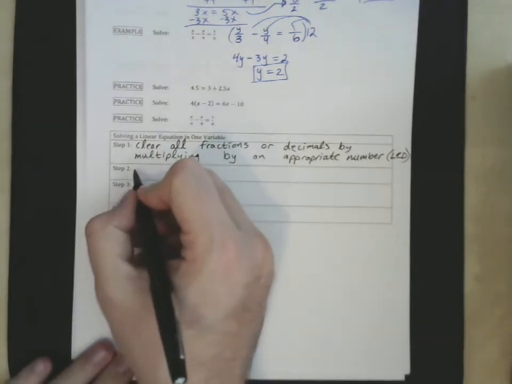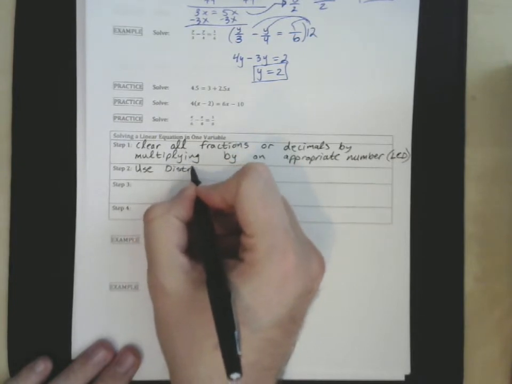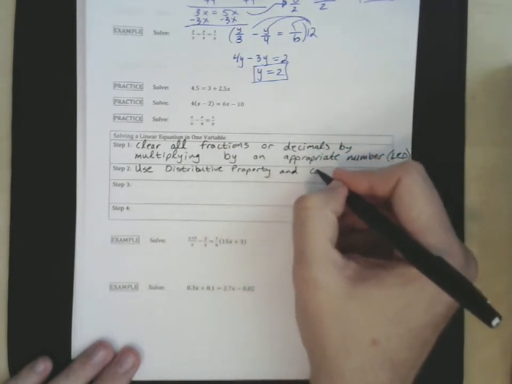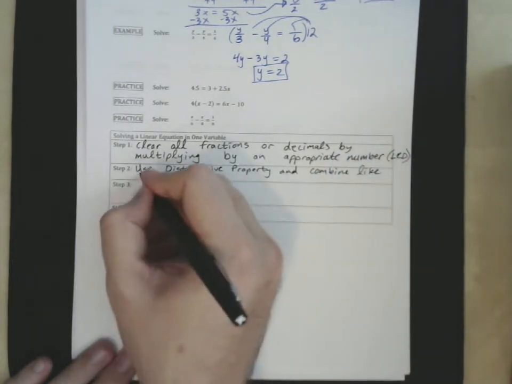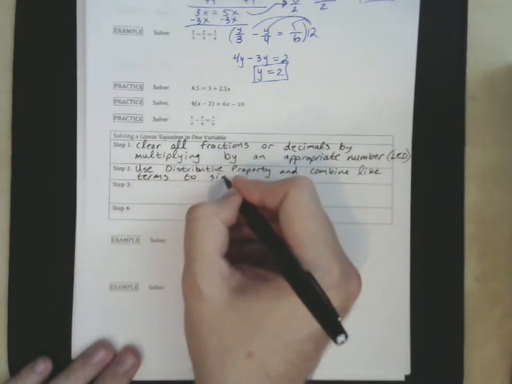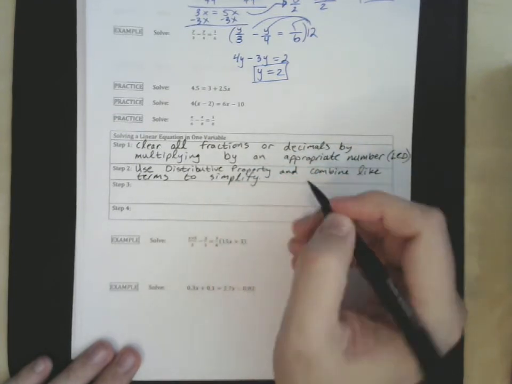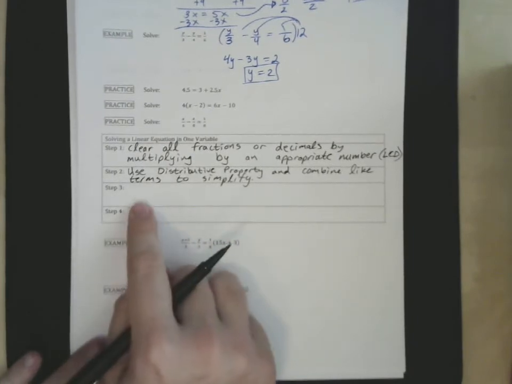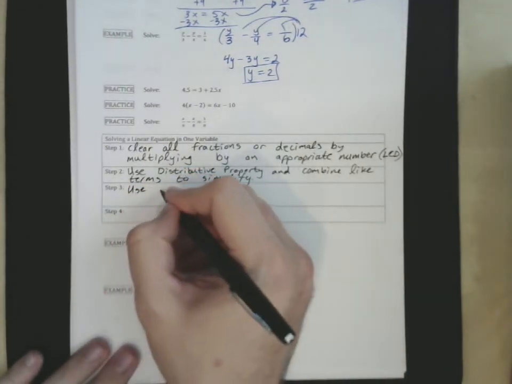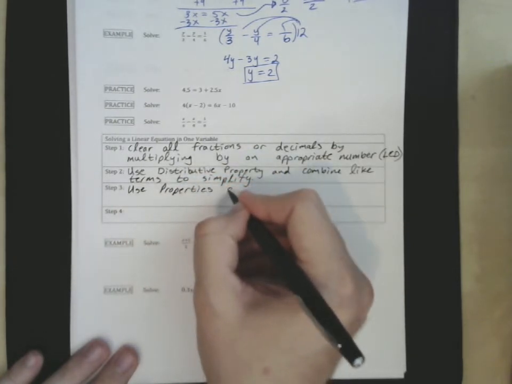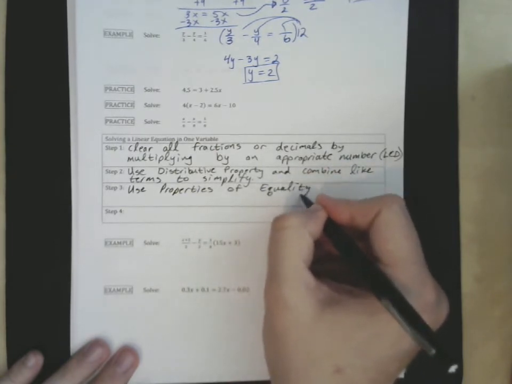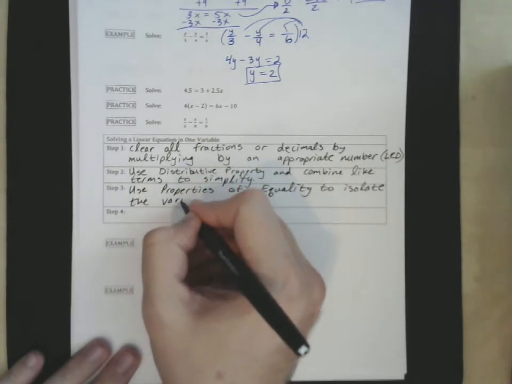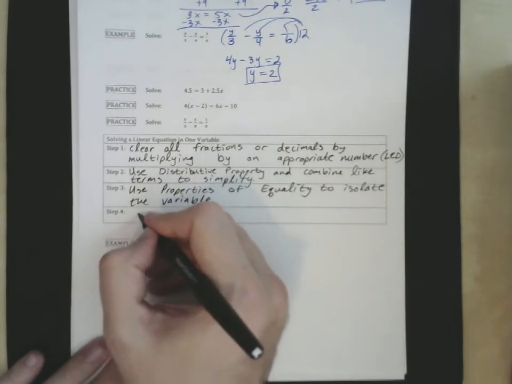So once that's done, the next thing we do is use distributive property and combine like terms to simplify. We want to do that as much as possible, so that's up here, simplifying. Right here, this was a simplification step, 4y minus 3y. And then the next step is to use the properties of equality to isolate the variable. And then the final step is to check your solution.